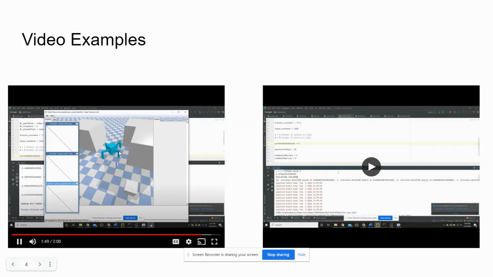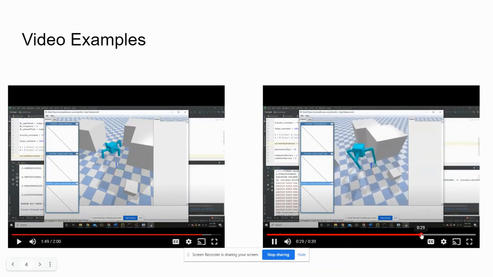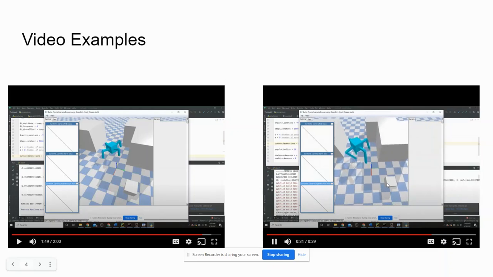finding its way in between the blocks. And then here is the Daddy Long Legs quadruped, again finding its way in between the blocks.